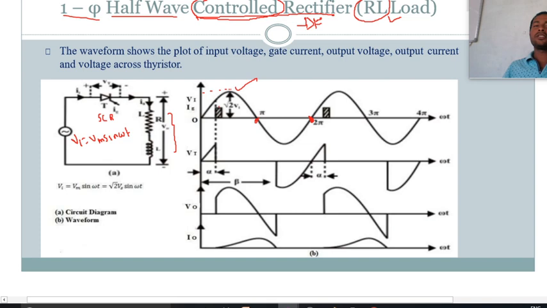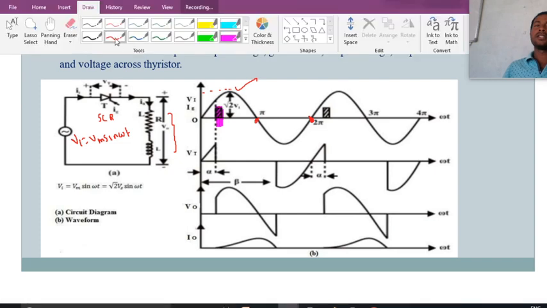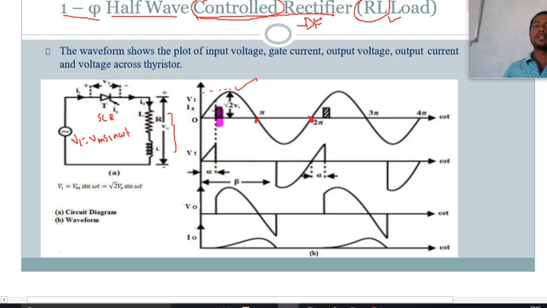So this is the point where the gate pulse is given, nothing but triggering is provided at this point. Immediately after triggering is provided, the thyristor will be turned on, and the output voltage will appear across the RL load. Up to here the thyristor will conduct, up to this point.